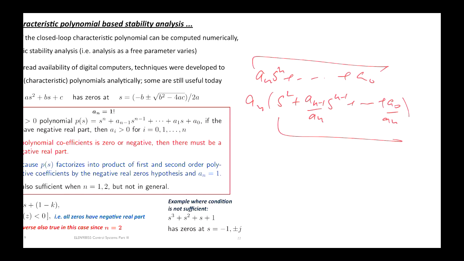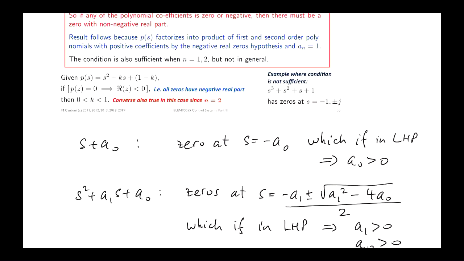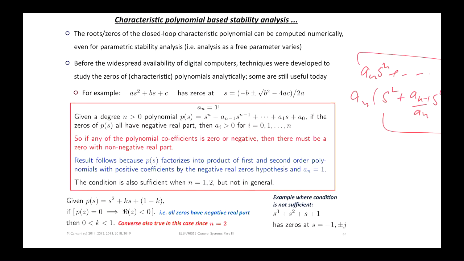So the implication there is in one direction. It's saying if the zeros are all in the left half plane, then all the coefficients have to have the same sign. In the case of a first order and second order polynomial, that condition is also sufficient, as we just discussed. But in general, it is not a sufficient condition. Having all of the coefficients of the same sign does not imply necessarily that the zeros are all in the left half plane. And here's an example here.